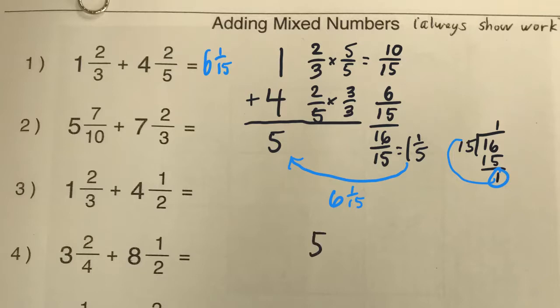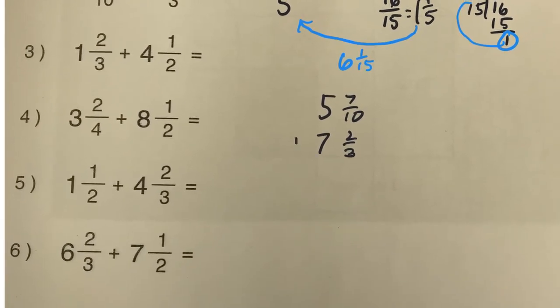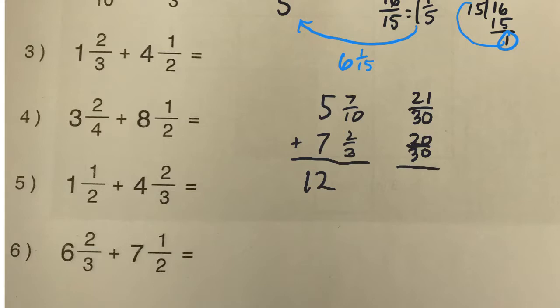Let's do another one. 5 and 7/10 plus 7 and 2/3. First I'll write it in my vertical columns. And then I can add my whole numbers first. And now, what is my common denominator between thirds and tenths? It's going to be 30. So now, you might be able to do this part in your head, because I know 2/3 equals 20/30ths, and 7/10ths, we're multiplying by 3, so it's going to be 21/30ths.